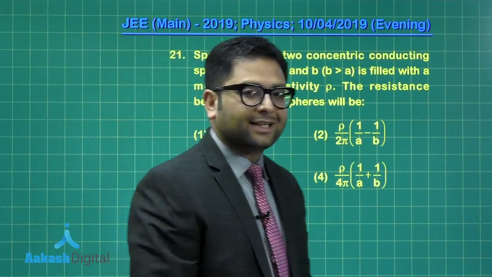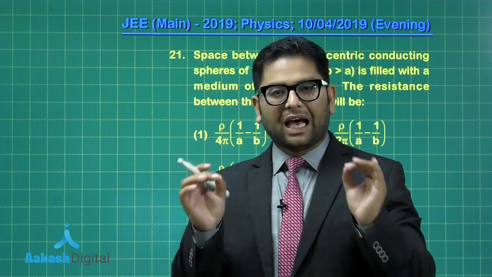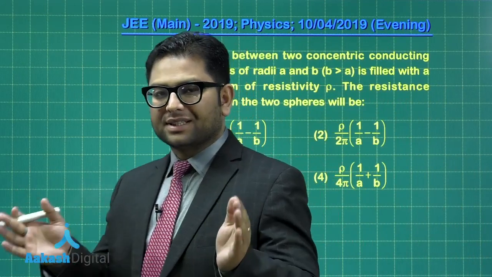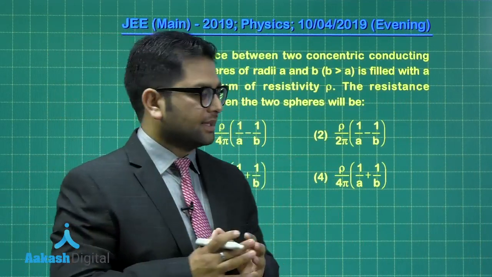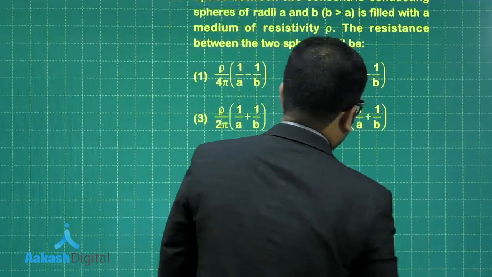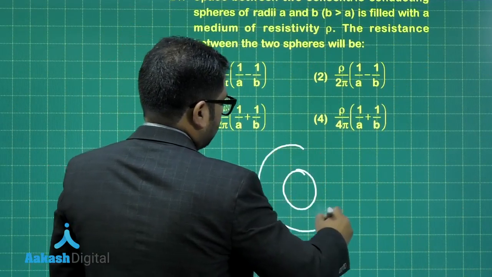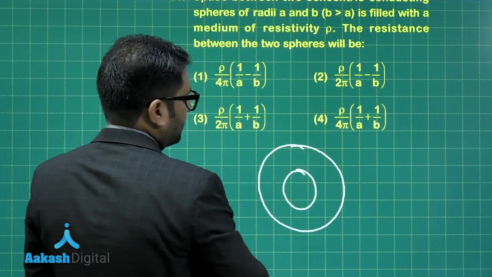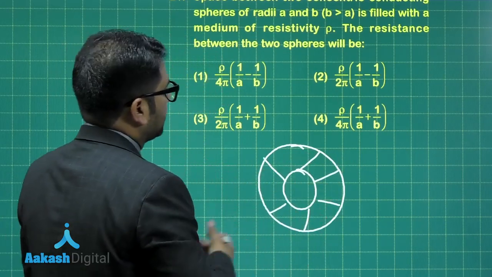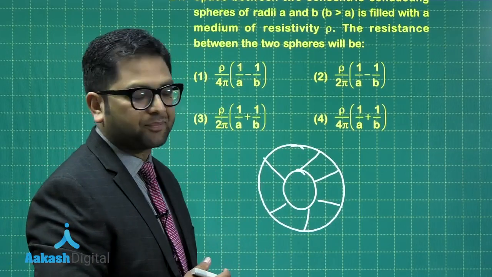The 21st is from current electricity. Though it requires a bit of calculation, it's a very, very standard and routine article that we discuss. There is a system of concentric spheres, and the medium between them has a resistivity rho in the space between them. So this is the case. The resistivity is rho, inner radius a, outer radius b. We need to calculate the resistance.